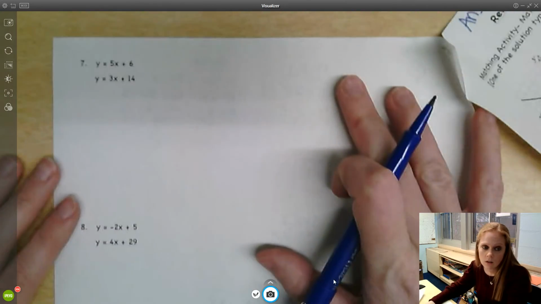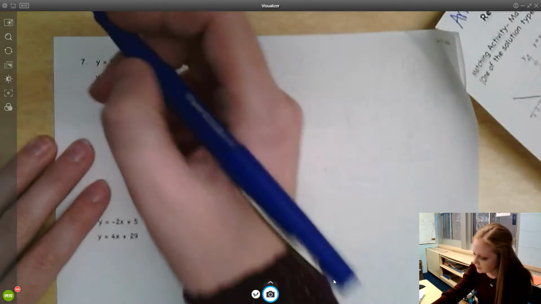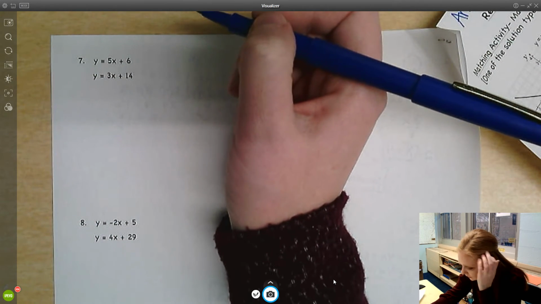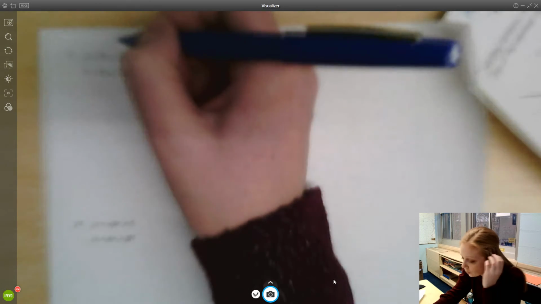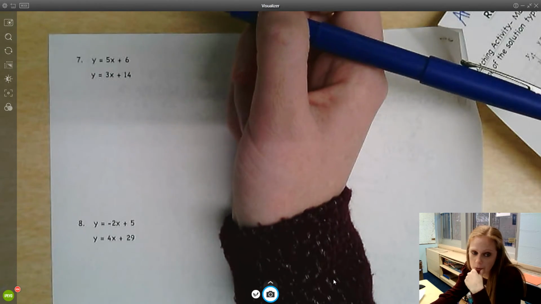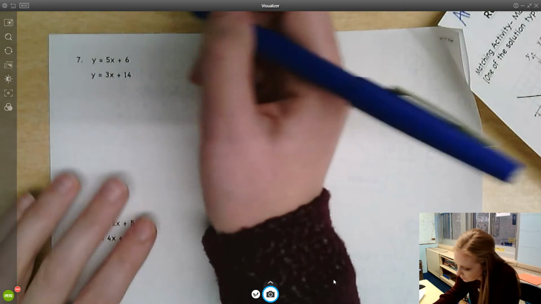Okay, we have 3 more to try. Y equals 5x plus 6, y equals 3x plus 14. So this would be one that you could solve graphically if you were given a graph. They're both in y equals mx plus b form. But we don't have graphs on our paper. So let's solve it algebraically using substitution.